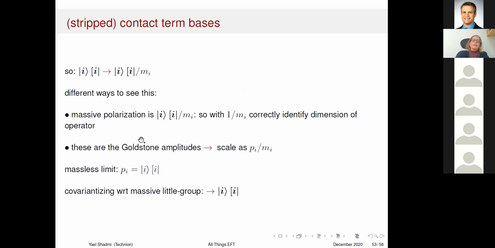Another way to see this is more field theory based. If you're talking about some Higgs theory, these are precisely the Goldstone amplitudes. So they come with a p, and for dimensional reasons, I want to divide that by m. In the massless limit, this p is given by this combination of spinors. And if I covariantize this with respect to the massive little group, that's the combination that I get. So that's the source of this combination over here.